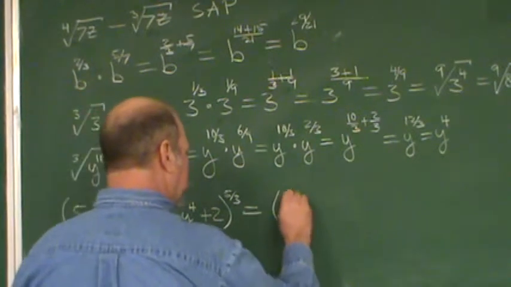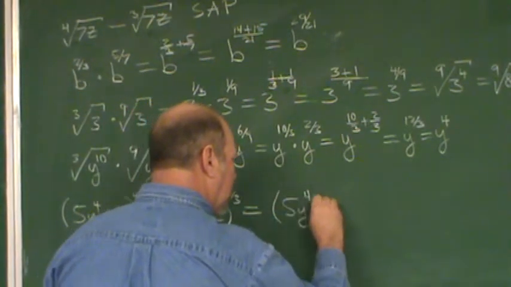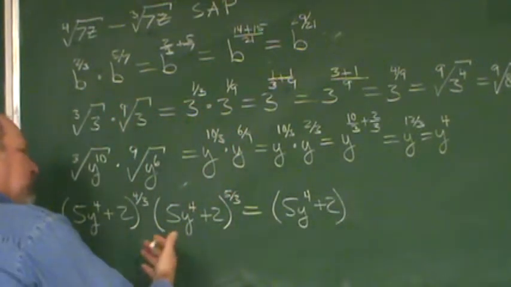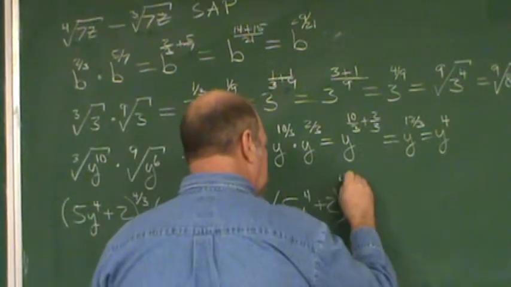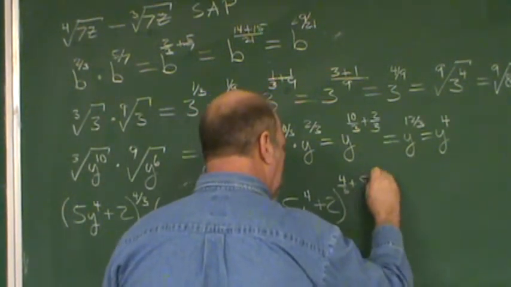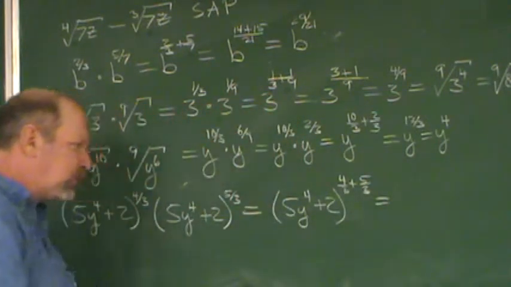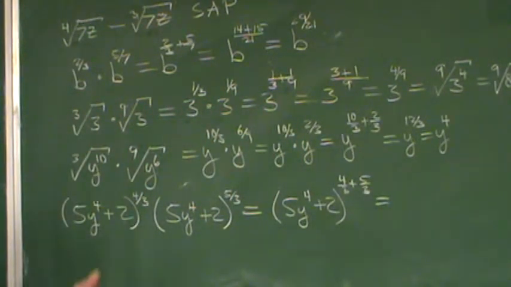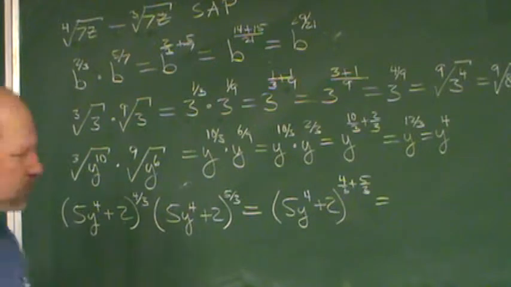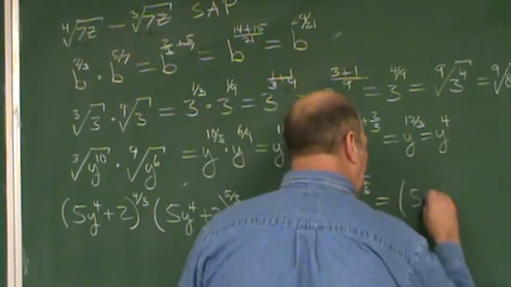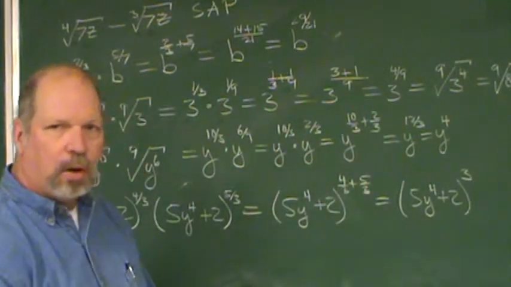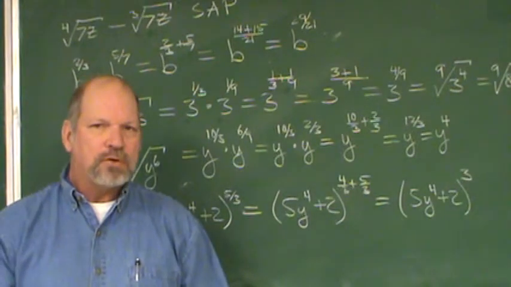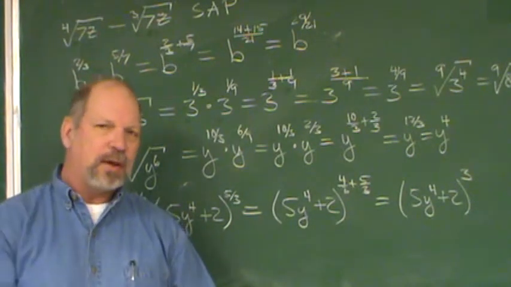We're going to write this as our base, 5y to the 4th plus 2. Exponents like this, when you have one number times another number, same base, you add the exponents. This is going to be 4/3 plus 5/3. Once again, they were nice to us, gave us a common denominator. We can just add those two up. 4 plus 5 is 9. 9/3 is 3. So our final answer here is going to be 5y to the 4th plus 2 to the 3rd power.